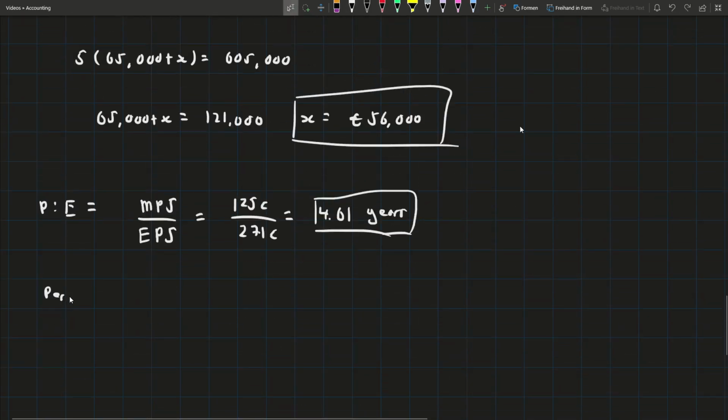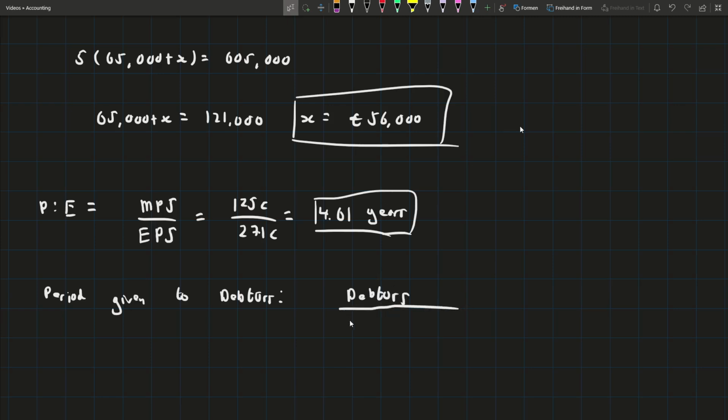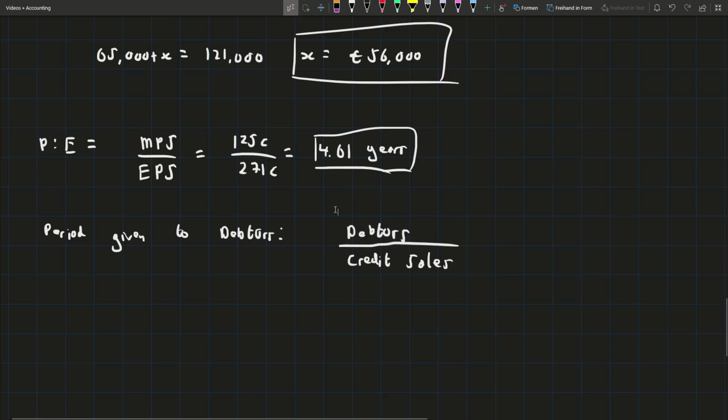So period given to debtors or creditors, to debtors. Okay, so remember, debtors are people that owe us money. So they're basically kind of like sales for us. We sell them stuff and they give us money for it. So basically how we do that is you want to see, we have debtors, obviously. They owe us money. Out of all of our credit sales, how much of those are debtors? Credit means they didn't pay straight away, they owe us money, which is what debtors are. They are people who have bought stuff from us, but they haven't given us the money yet.